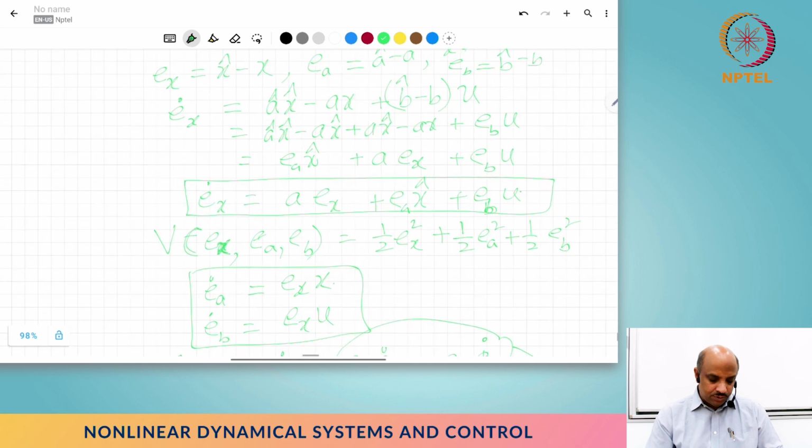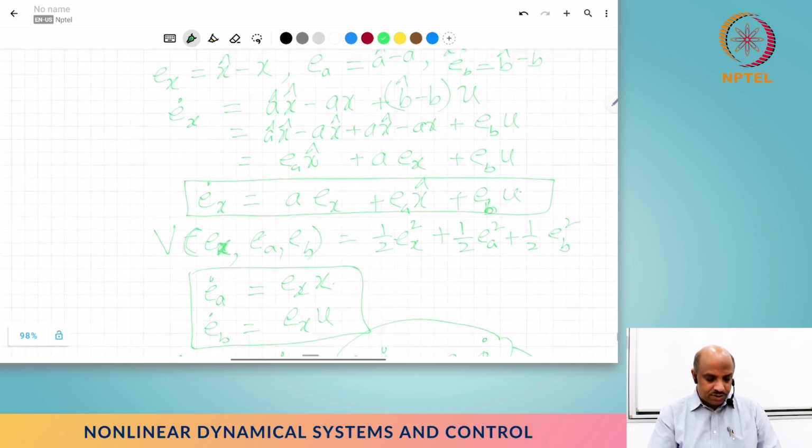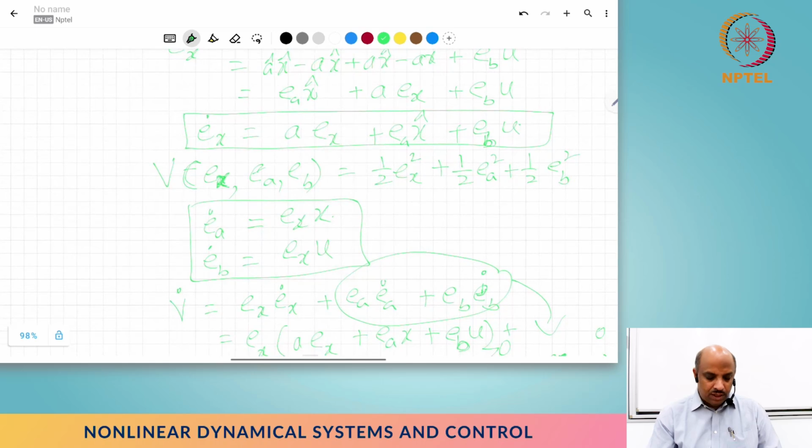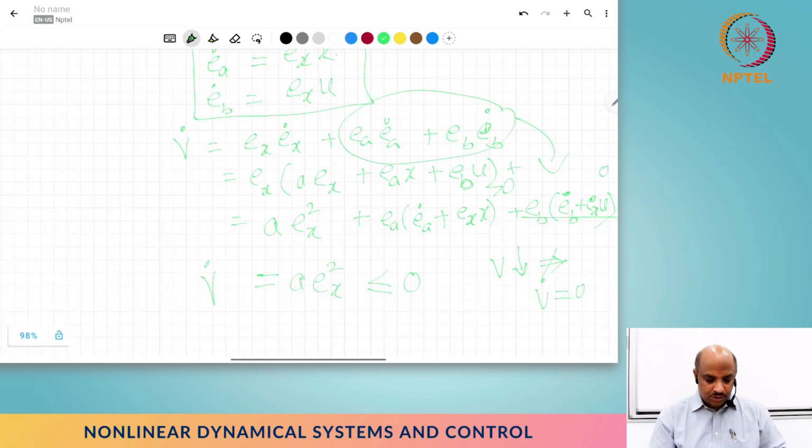And so when they are bounded, their derivatives are also bounded. In this particular case, Ex dot is bounded, right? So since Ex is bounded and Ex dot is bounded, we know that the limit is basically going to 0 from the result that we just saw. Okay, so that's how one can show that.